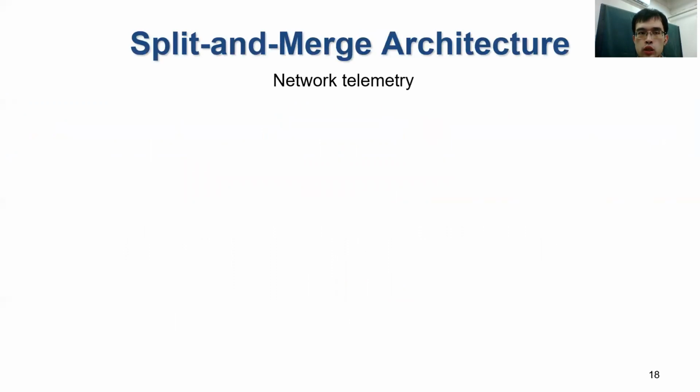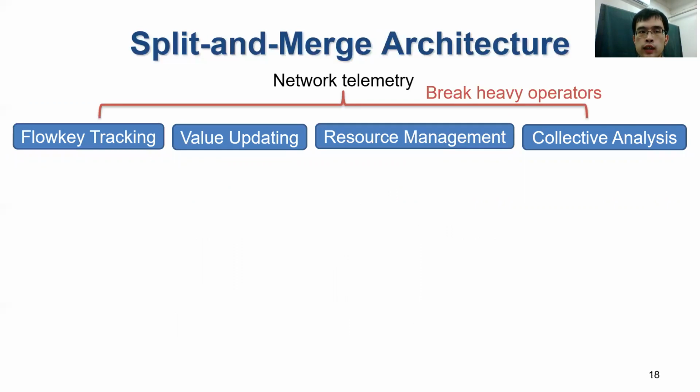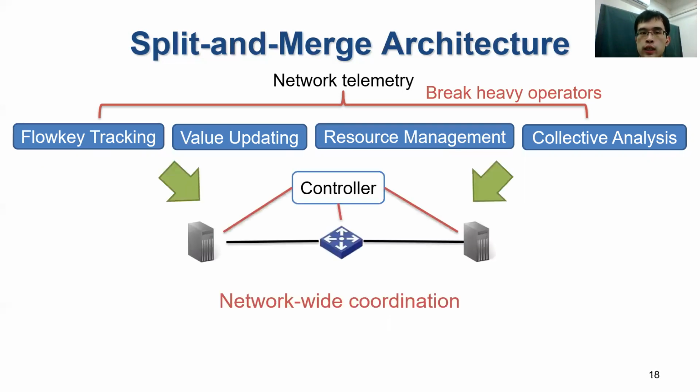Our answer to this question is to follow the split and merge principle to propose a novel distributed architecture for flow level monitoring. We divide the network-wide flow monitoring into 4 partial operations. Each partial operation is responsible for a piece of monitoring logic, and this breaks the heavy individual operators in traditional solutions. Then we coordinate the resources of all network entities to realize these partial operations in a distributed manner.